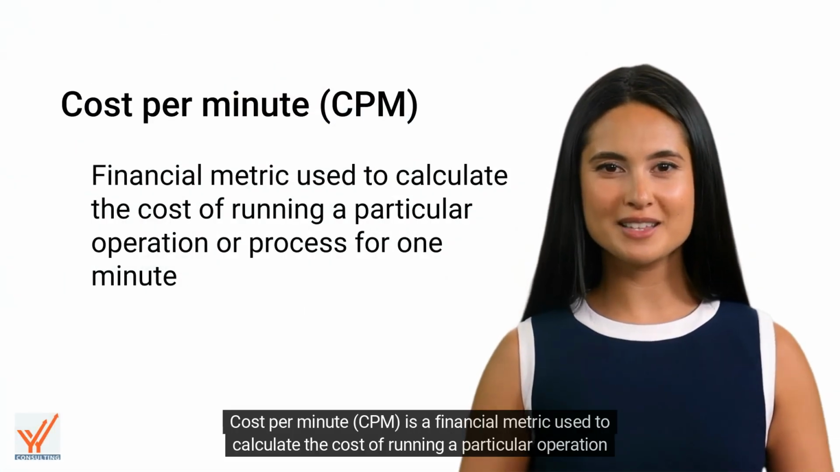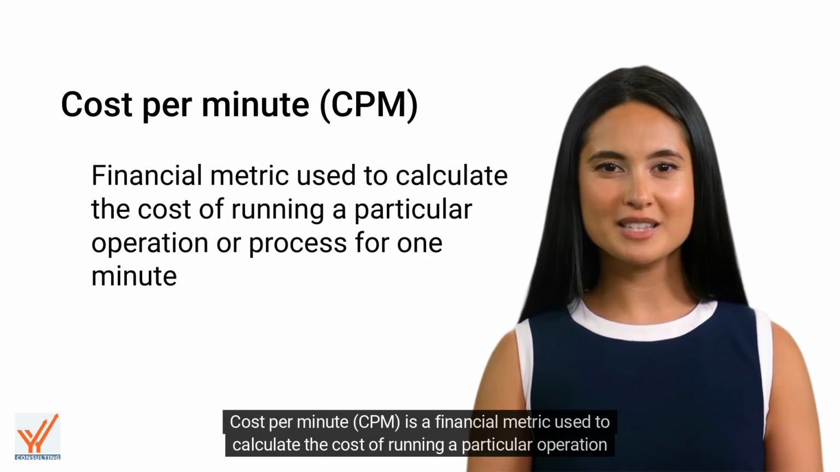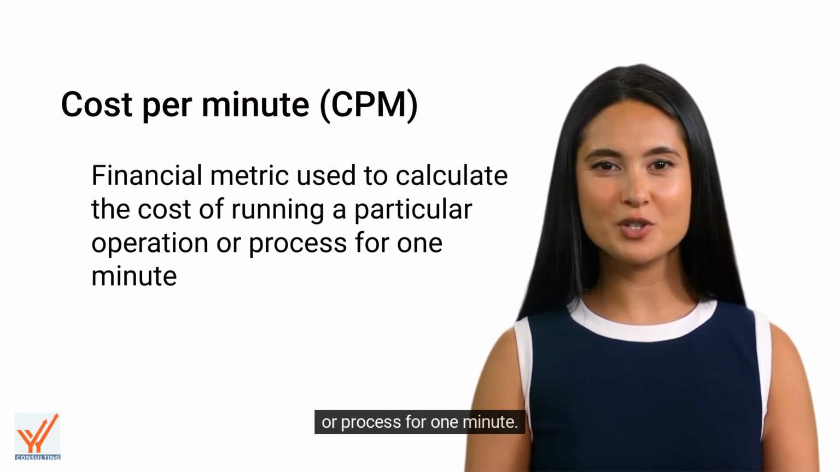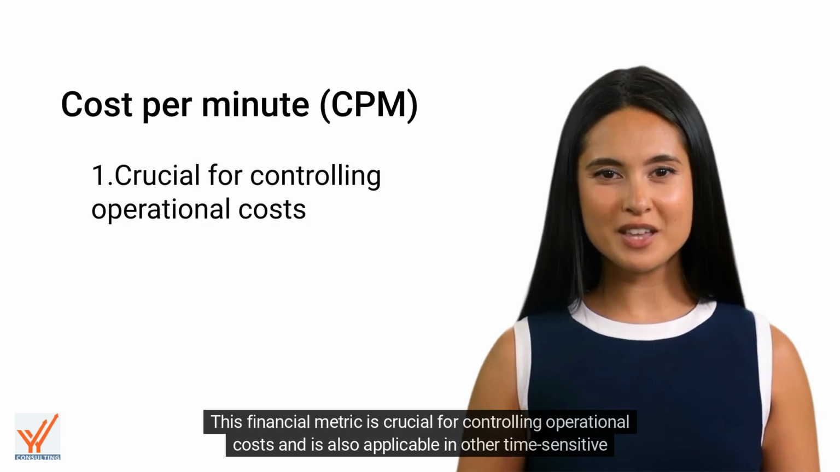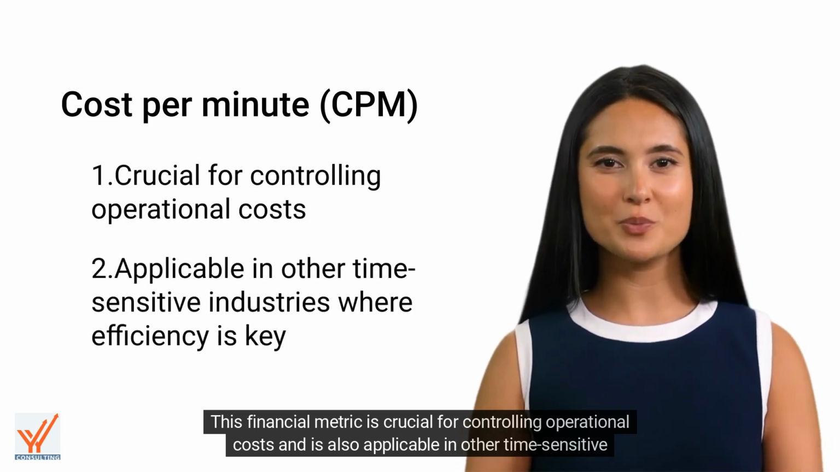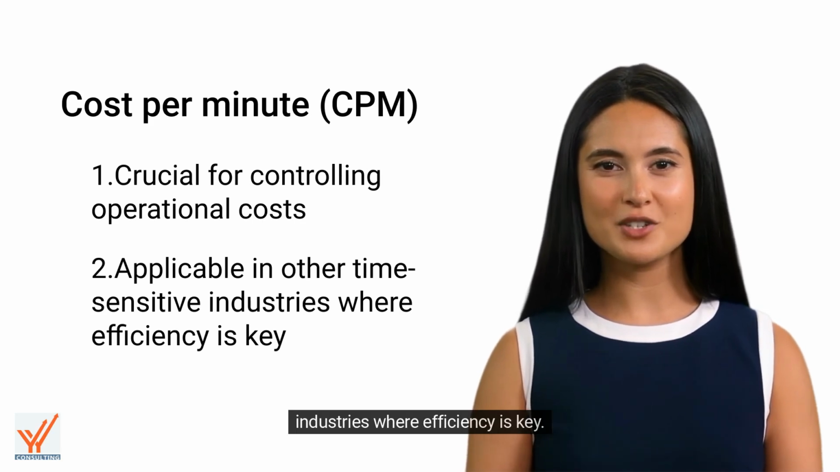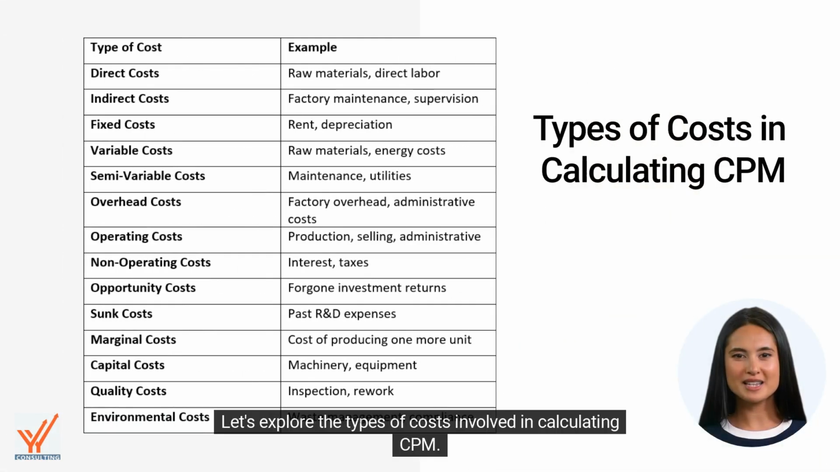Cost per minute, CPM, is a financial metric used to calculate the cost of running a particular operation or process for 1 minute. This financial metric is crucial for controlling operational costs and is also applicable in other time-sensitive industries where efficiency is key. Let's explore the types of costs involved in calculating CPM.